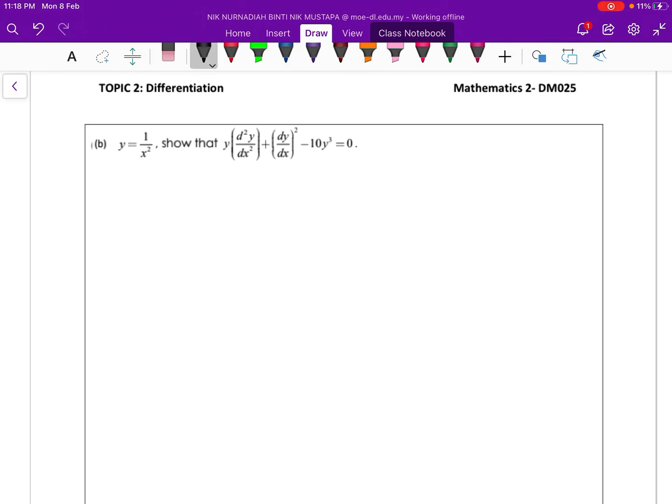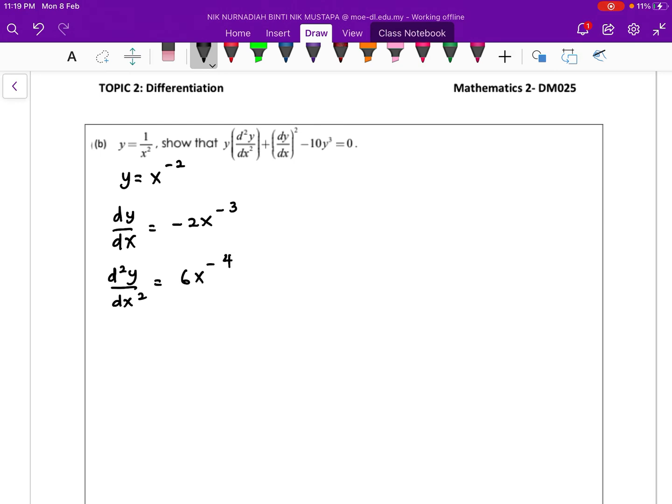Macam tadi juga, kita jadikan dia dalam bentuk kuasa dulu. So, this one will become y equal to x to the power of negative 2. Okay. And then, baru kita differentiate. So, our dy dx is equal to negative 2 x to the power of negative 3. And then, our d2y over dx square is equal to 6x to the power of negative 4.